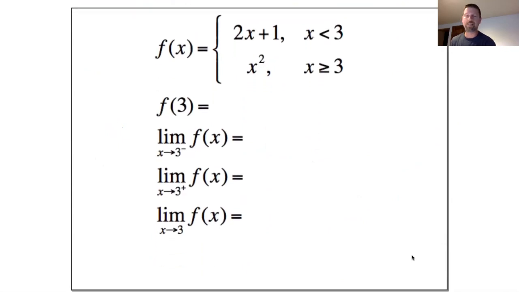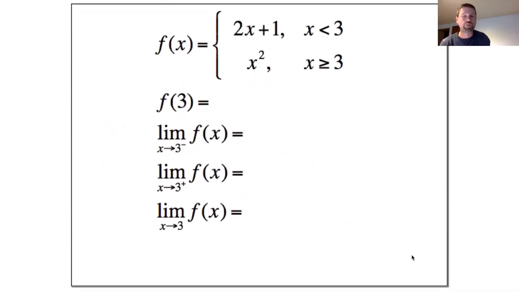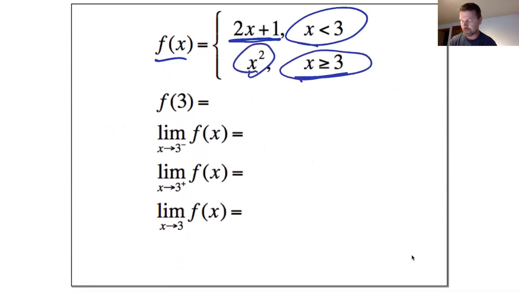All right, same type of thing, just in a different format. I didn't give you a graph. I gave you what's known as a piecewise function. This is f of x. It looks like 2x plus 1 whenever x is less than 3. And then at 3, it suddenly changes into x squared. So when x is greater than or equal to 3, it looks like x squared.